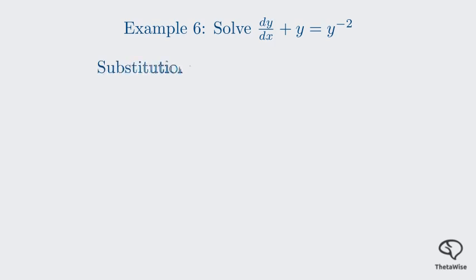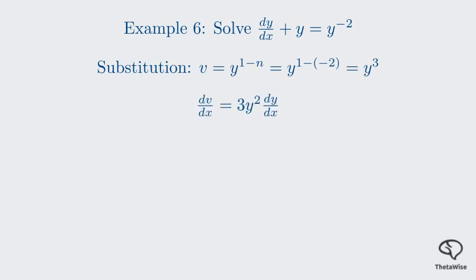For our final Bernoulli example, let's solve dy slash dx plus y equals y to the negative 2. Here, p of x is 1, q of x is 1, and n is negative 2. Our substitution is v equals y to the power of 1 minus n. So v equals y to the power of 1 minus negative 2, which is y cubed. The derivative dv slash dx is 3y squared times dy slash dx.